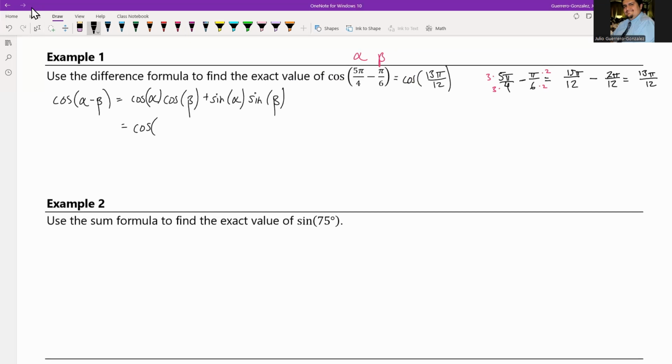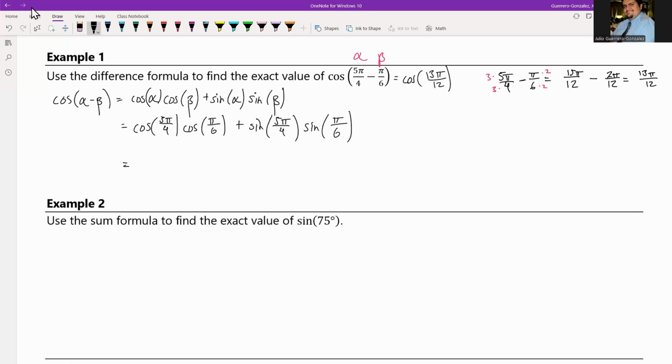I know what my alpha is, that's 5 pi over 4. My beta is pi over 6. Cosine of alpha, which is 5 pi over 4, cosine of pi over 6, plus sine of alpha, which is 5 pi over 4, sine of pi over 6. All of these values are known to us. So off to the races.